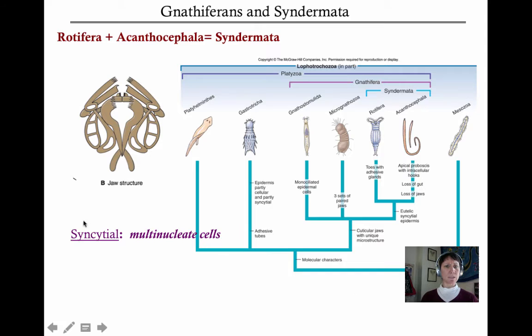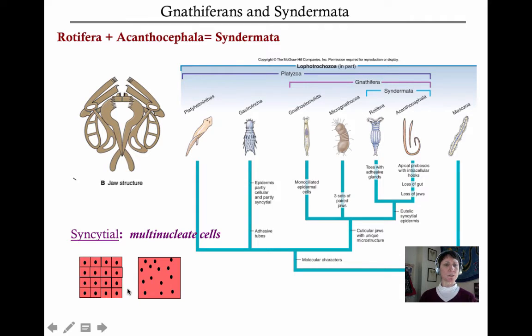It's multinucleate cells, and we talked about this previously, right? Here's a stereotyped version of what your cells look like. You have independent cells, each one has a nucleus on the inside, indicated here by the squares and the circles. But when it's syncytial, the membranes between the cells basically break down, and what you have is one large cell that's multinucleate. So these guys have an epidermal layer that's made of these syncytial cells.